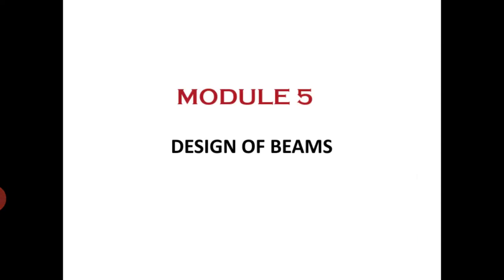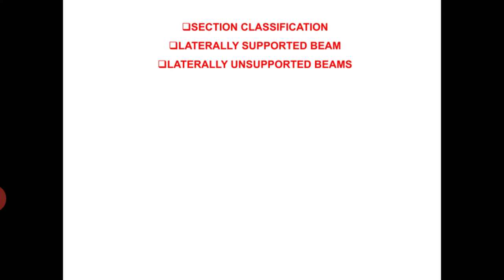So we have already started module number 5, that is design of beams. In the previous lecture we discussed section classification, laterally supported beams, laterally unsupported beams, and the difference between laterally supported and laterally unsupported beams.